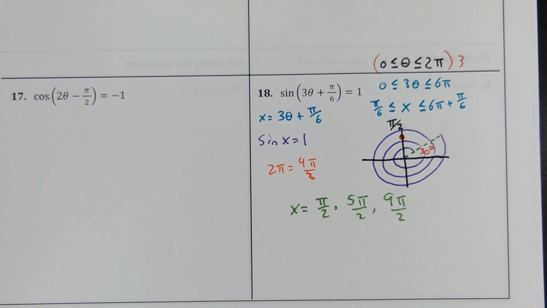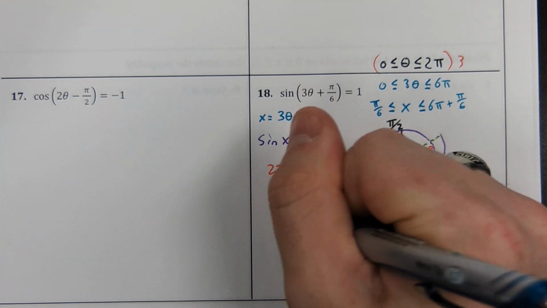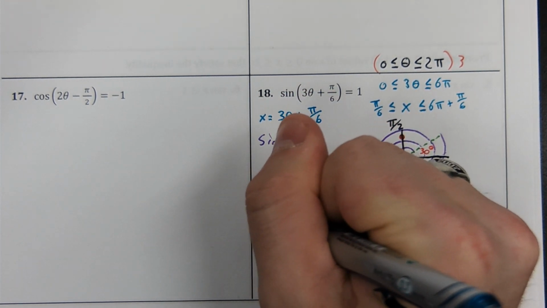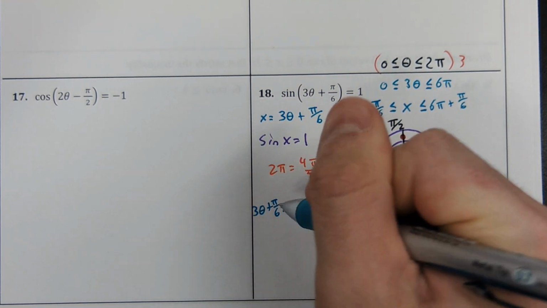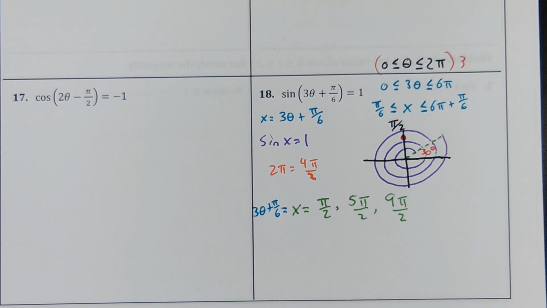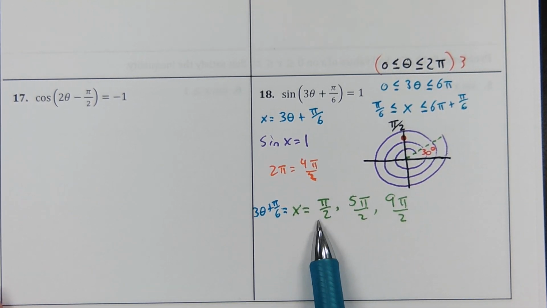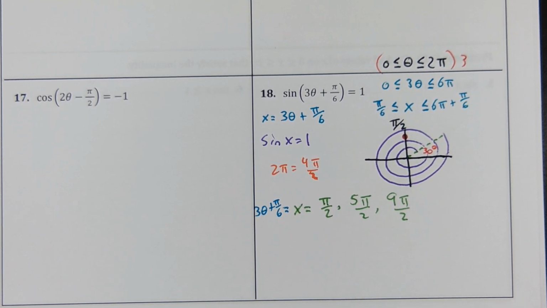But of course, that's for x, right? And we need to solve for theta. So attempting to get theta by itself, what are you going to do first? Subtract pi over 6. Oh gosh, okay. That means I need all these things in terms of sixths, so they have common denominators. What a pain.